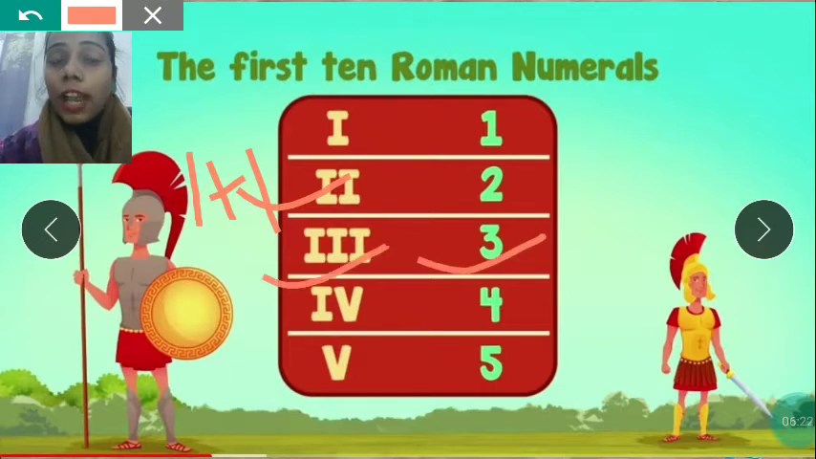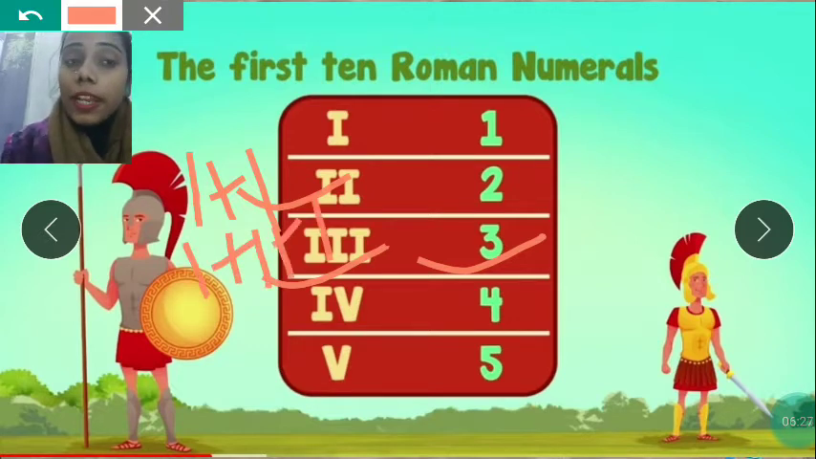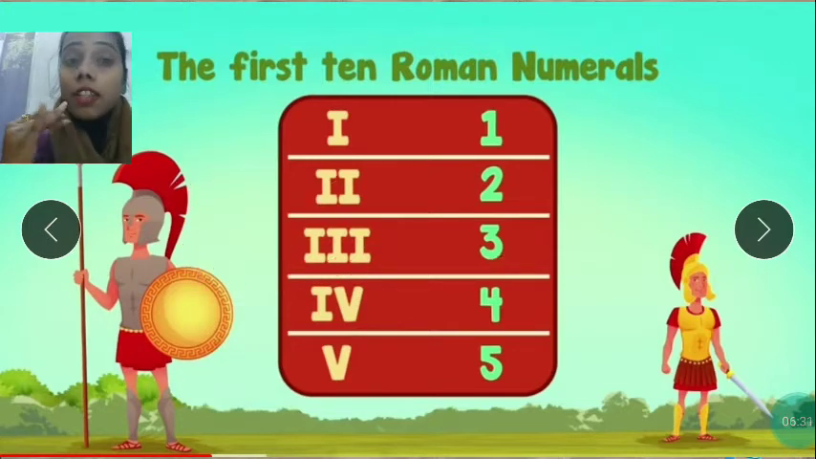We will write 3 as III, meaning 1 plus 1 plus 1. So it will be equal to 3, student. But student, there are some rules in the Roman numerals also that we will discuss. What are the rules?